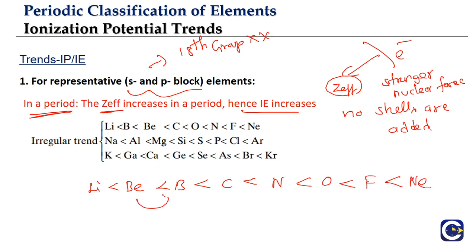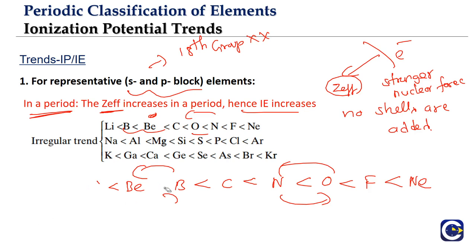But you see irregularity. What is the irregularity? Boron less than beryllium, you see. And oxygen less than nitrogen. Which means what? The removal of electrons from beryllium is taking more energy, and the removal of an electron from nitrogen is taking more energy than oxygen. So you see, these two are what? The anomalies.